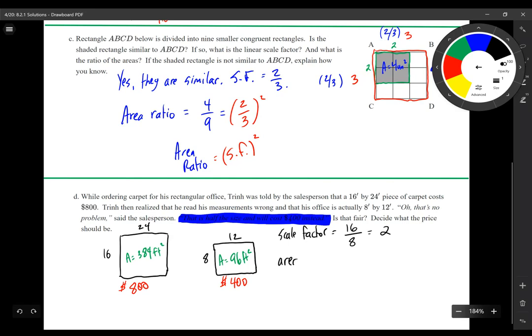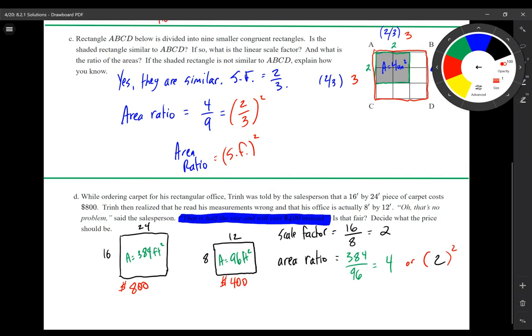Our area ratio, that's where it changes. Our area ratio is actually equal to 384, following the same pattern with the large over the small, 384 over 96, which is equal to 4, the same as 2 squared. So again, our scale factor squared gives us the area ratio.